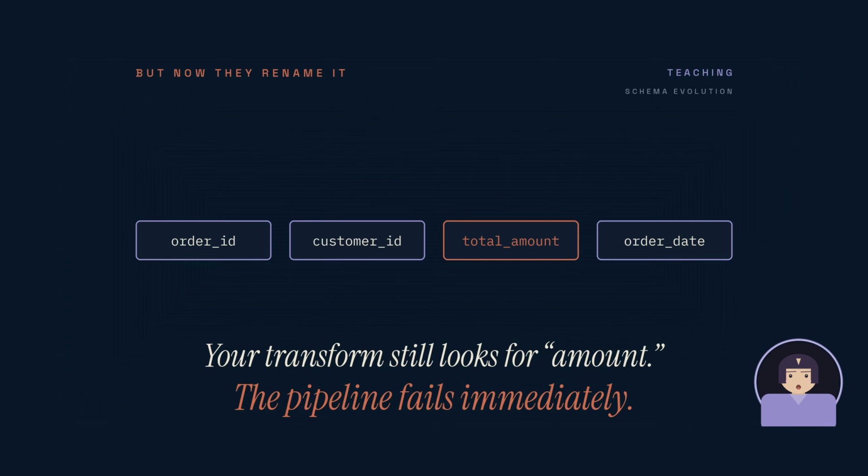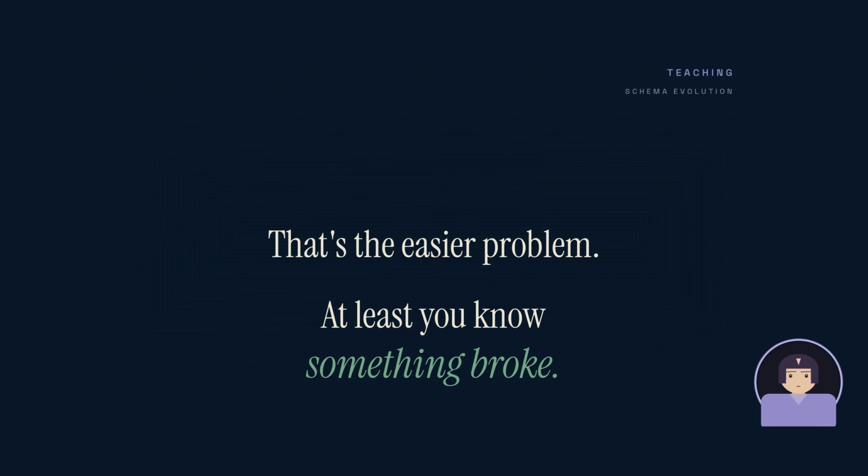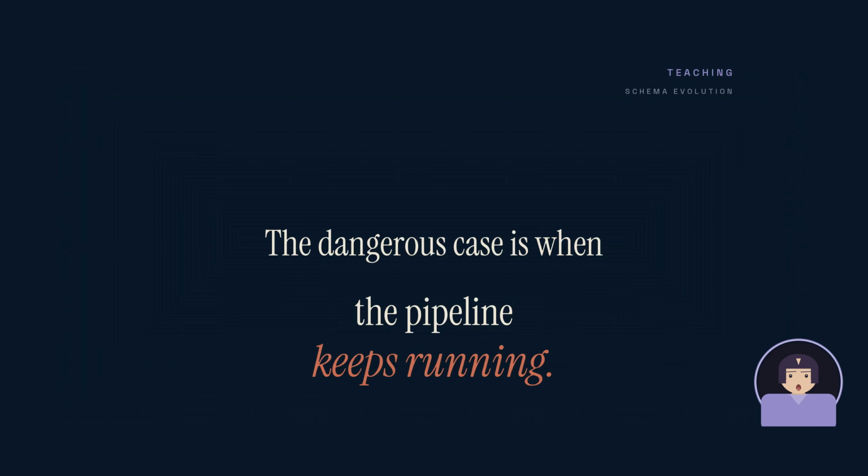But now imagine they rename amount to total amount. Your transformation still looks for amount. The pipeline may fail immediately. That is actually the easier problem. At least you know something broke. The more dangerous situation is when the pipeline continues running.